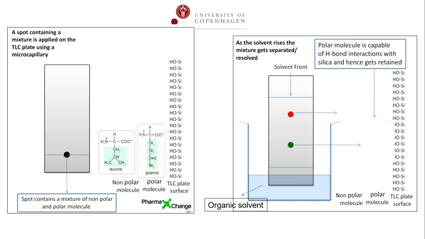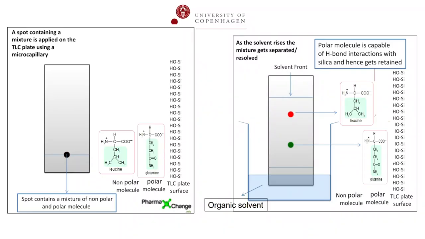leucine or glutamic acid. So, glutamic acid is polar. The stationary phase is polar. Polar likes polar. Where does it want to stay? With the stationary phase. It doesn't want to move together with the mobile phase. Leucine is non-polar. The mobile phase is non-polar. Leucine likes the non-polar mobile phase. So it goes with that.